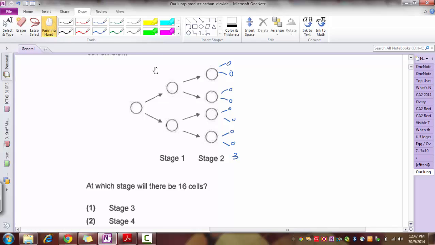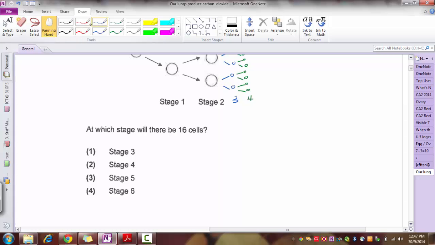So at stage 3 we count 1, 2, 3, 4, 5, 6, 7, 8. Definitely some of you will be able to guess that at stage 4 each cell will split into a further 2. So at stage 4, if you count, there's 1, 2, 3, 4, 5, 6, 7, 8, 9, 10, 11, 12, 13, 14, 15, 16. So stage 4 is the stage where there will be 16 cells.